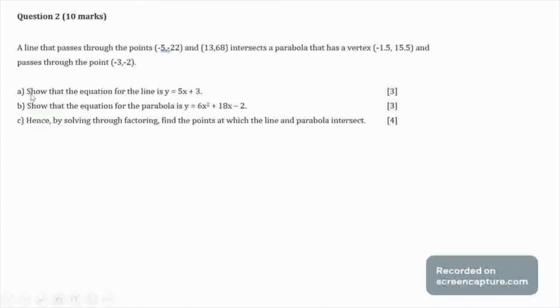And that's kind of where the question goes from here. It says, show that the equation for the line is this. So we're ignoring everything about the parabola. We're just looking at what we know about the line, which is it passes through these 2 points, and we need to show the equation is this.